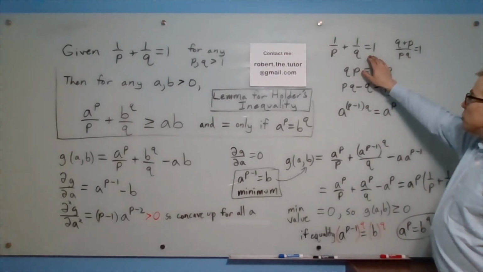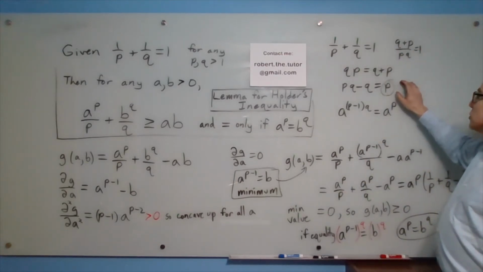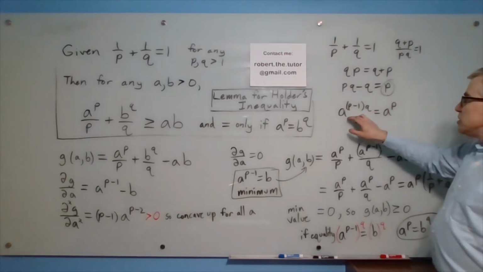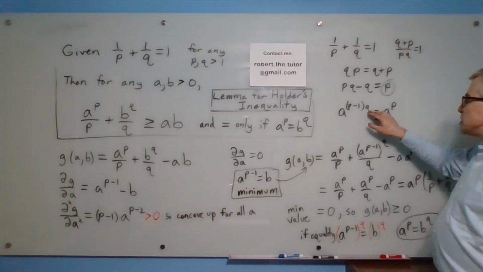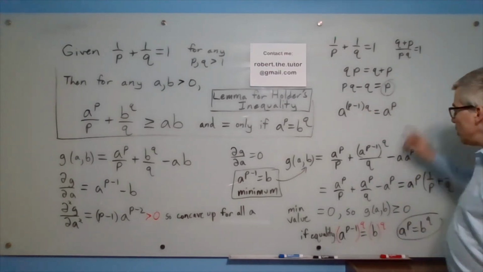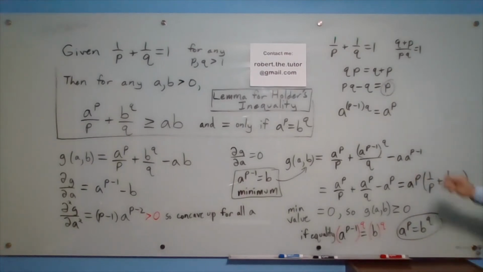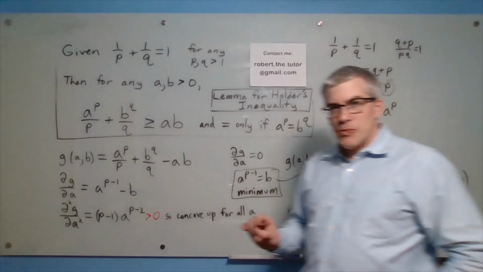1/p + 1/q = 1 rearranges into p is pq minus q. In other words, a^(p-1) times q is a^p. When we simplify that, we have a^p, a^p, a^p. Pull it out: 1/p + 1/q minus 1, but we know that's 0 by design. So the minimum value is 0.